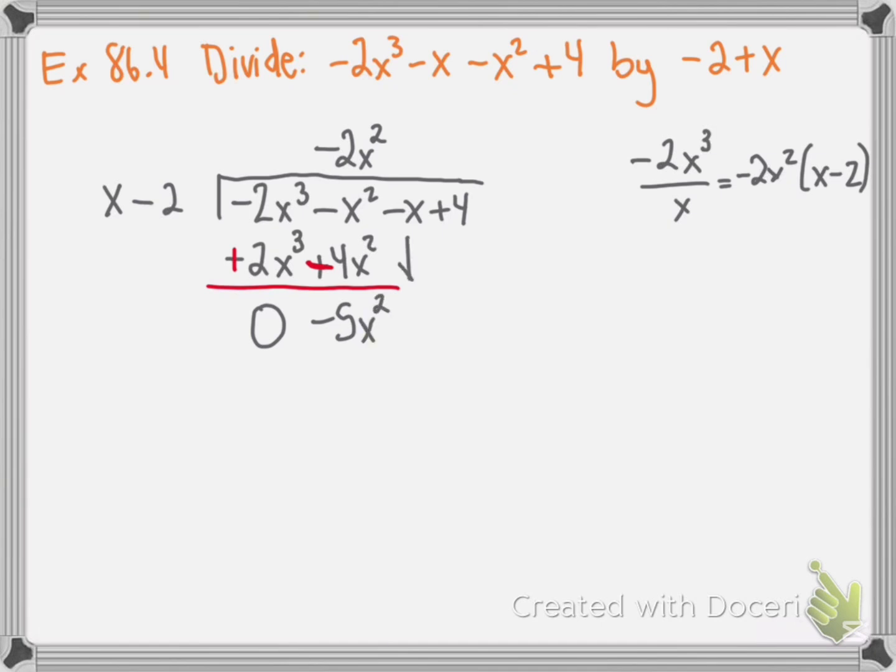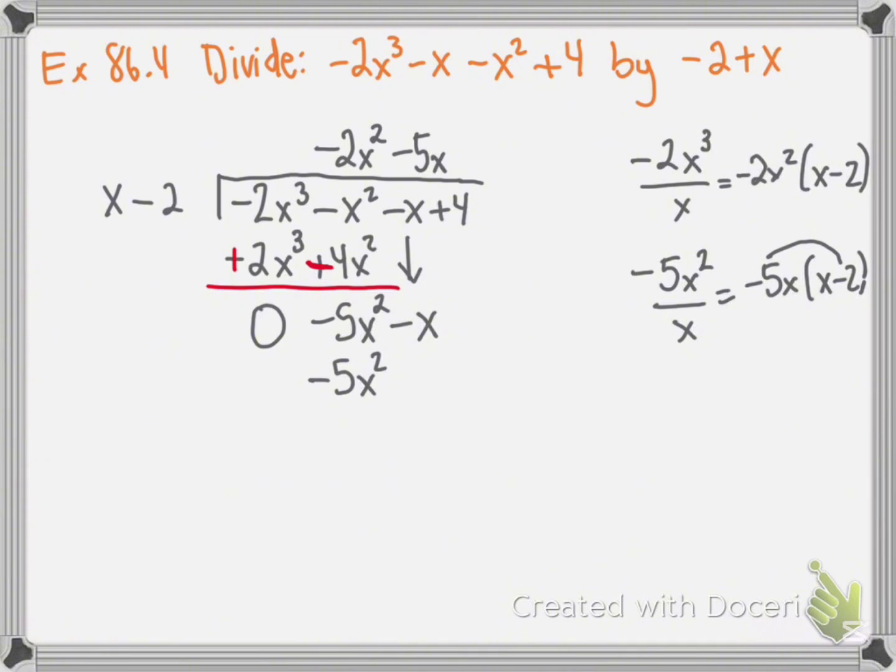Then we repeat everything. We bring down the negative x. We divide minus 5x squared over x. The answer is negative 5x, and I put it here in my answer. Then I'm going to multiply times x minus 2, which is the divisor. When I do that, I'm going to get negative 5x squared, and negative 5x times negative 2 is positive 10x.